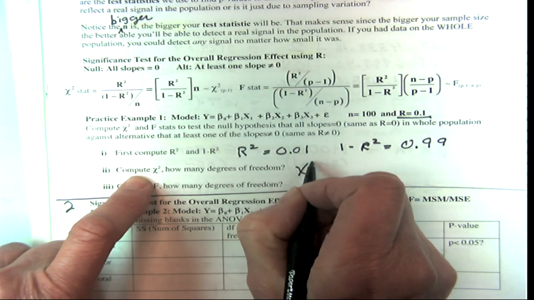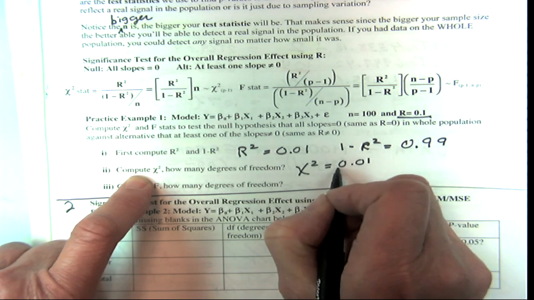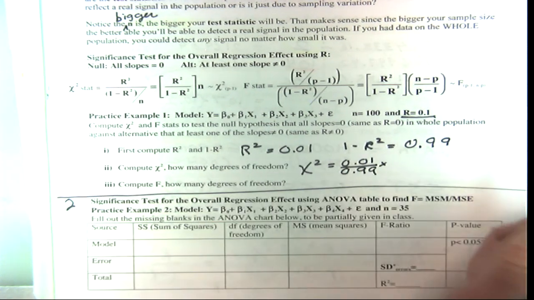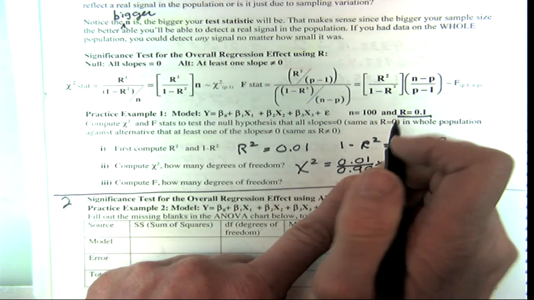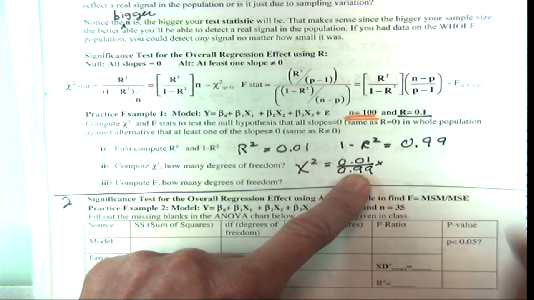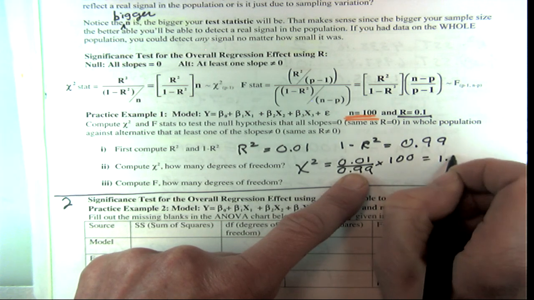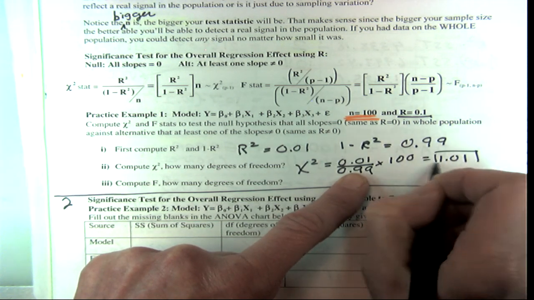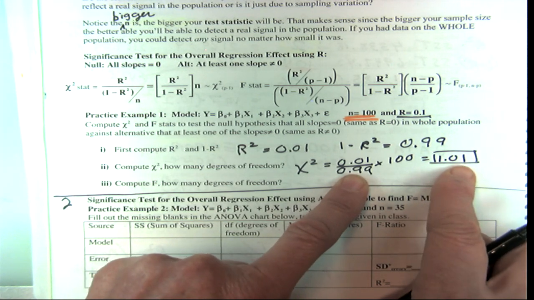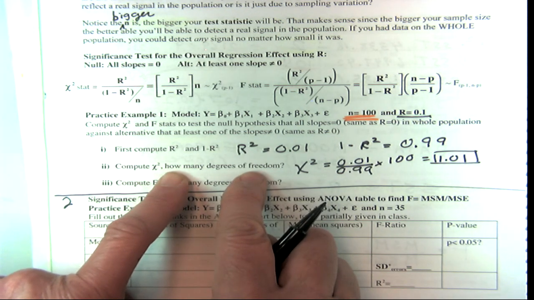All right, so now compute your chi-square statistic. So chi-squared is just going to be equal to 0.01 divided by 0.99 times what? Well, you just look right up here and you multiply it by that, times 100. And I got 1.01. Now, do you think it's going to be significant? No. How many degrees of freedom are there?